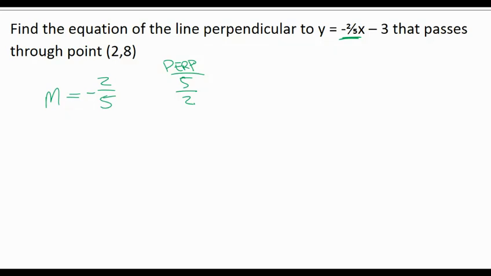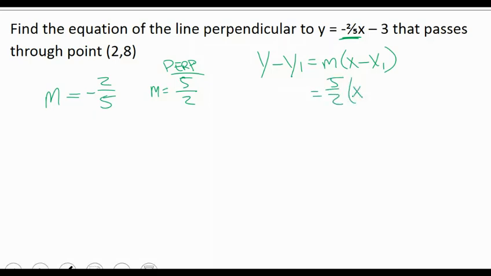And I know it goes through the point 2, 8. So what I can do is I can write an equation in point slope form. Because what do I know? I know the slope, which is 5/2, and I know the point, which would be 2, 8. So I'm going to fill this in. So my slope is 5/2, and my point was 2, 8. So my x1 was 2, my y1 was 8. So it's going to be x minus 2, y minus 8. So we've successfully written an equation.